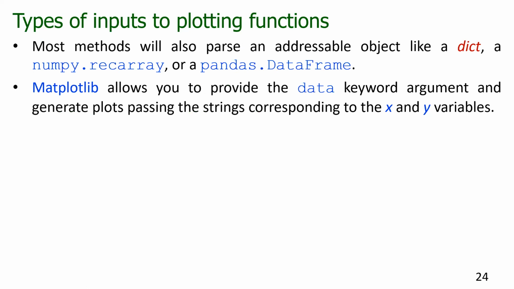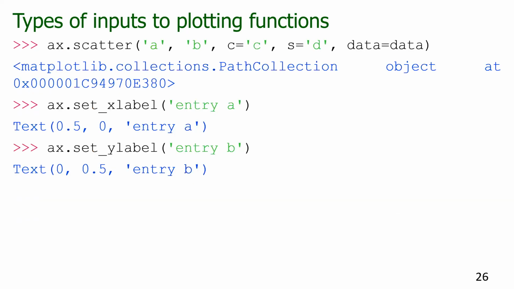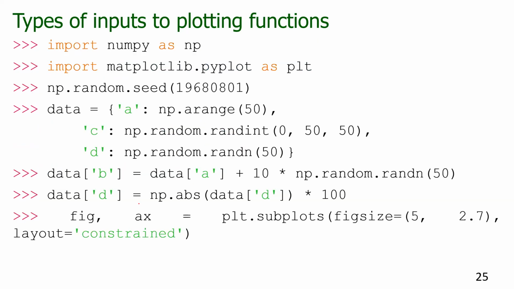Here most methods will also parse an addressable object like dictionary by using numpy dot recarray or pandas dot DataFrame. These are the methods. Matplotlib allows us to provide the data keyword argument and generate plots passing the strings corresponding to both x and y variables. This is another example program. Here we will see another type of plot.